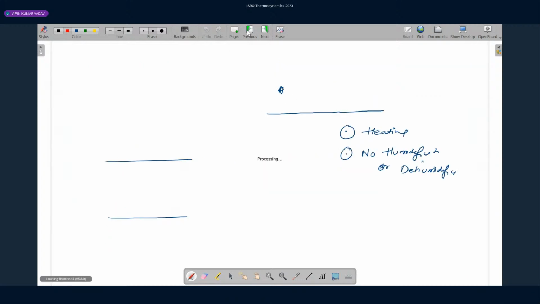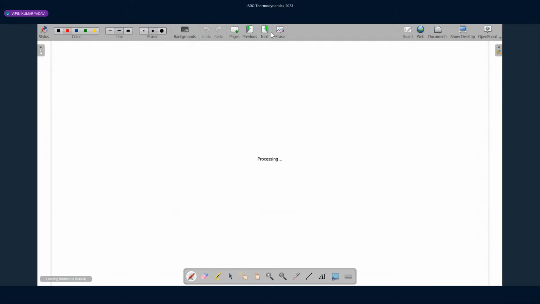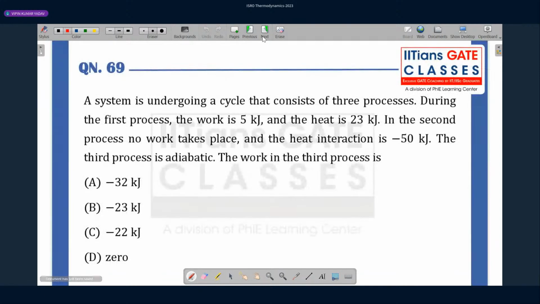So what is the right answer? Specific humidity of air increases? Nothing. These are wrong because specific humidity will remain same. What about relative humidity? It is going to decrease. So D is your correct answer. Got it? I hope it is clear, crystal clear. Okay, let's move ahead. Next question.